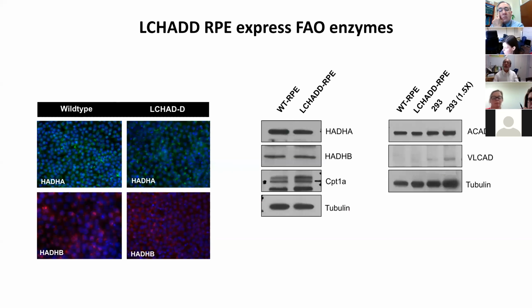And then on the right, I'm showing Westerns for which acyl-CoA dehydrogenases are expressed in RPE. We find a robust expression of ACAD9. Here I've included 293 cells as a positive control for the antibodies. VLCAD may be expressed at lower levels, but I would caution against definitively making that conclusion, because it's possible that this antibody isn't great for Western, since I've seen it expressed much higher in 293 cells.